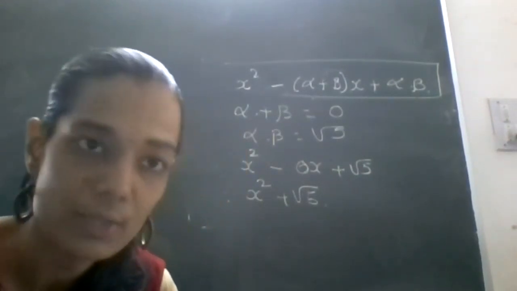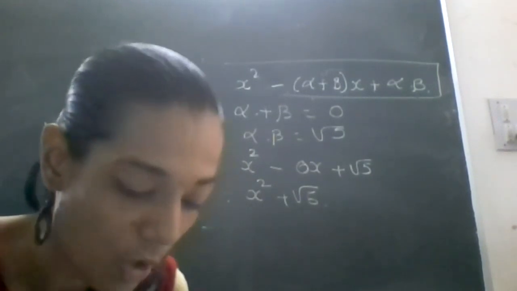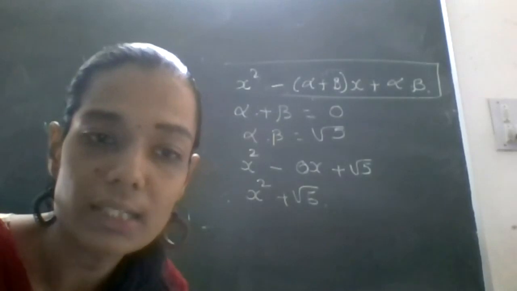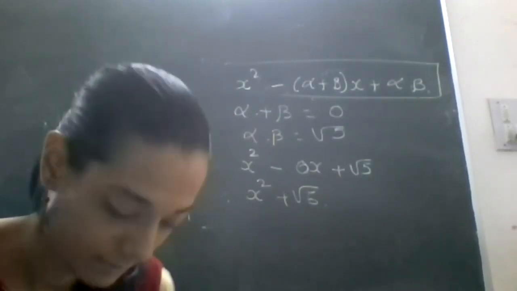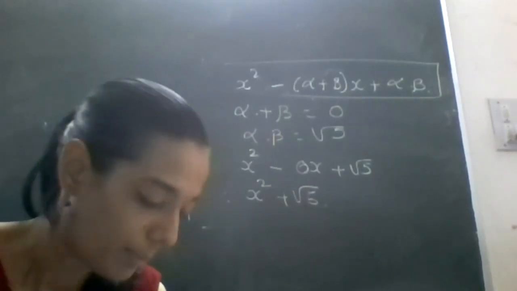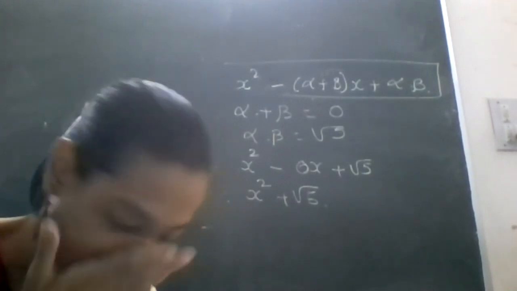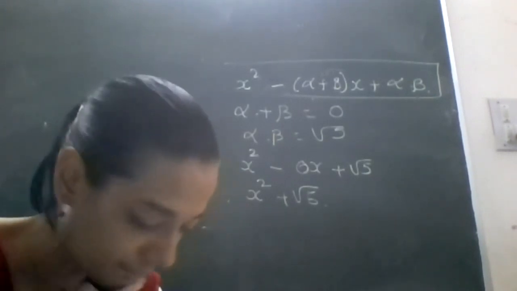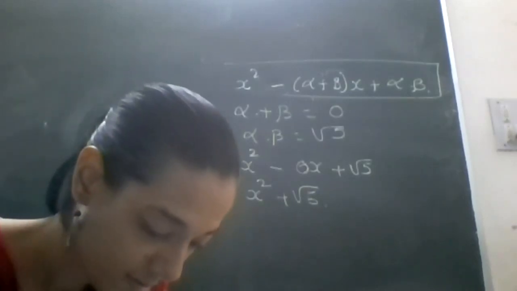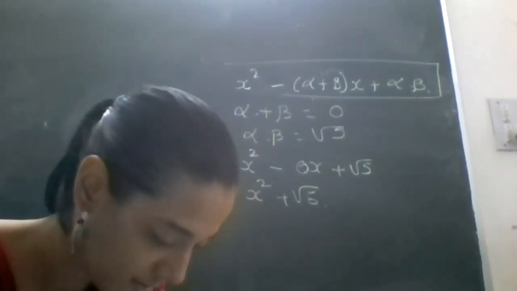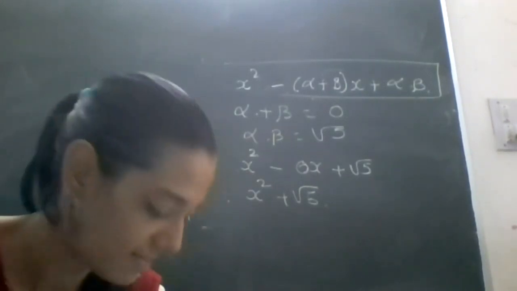So x square plus under root of 5 is your required quadratic polynomial. Now next, the 4th, 5th and 6th would be your homework. Will you be able to do it? Yes. Sure? You will do it, right? Yes.